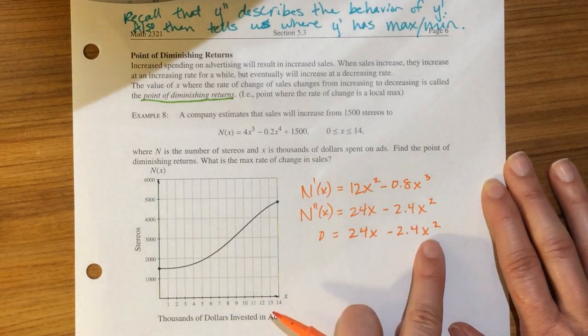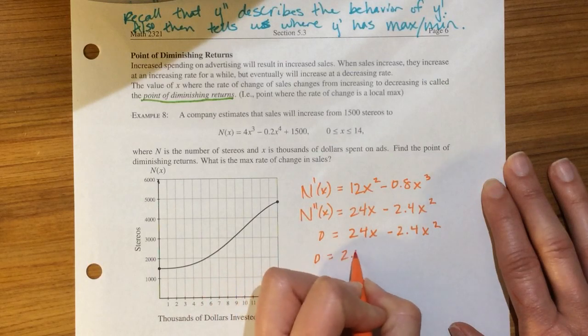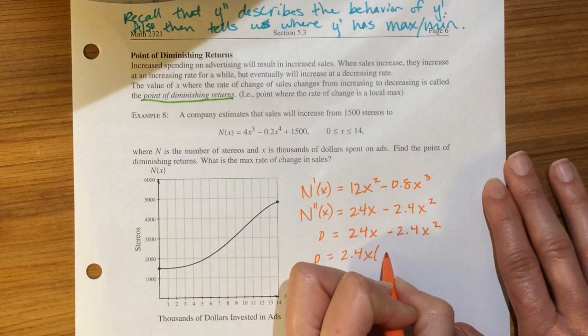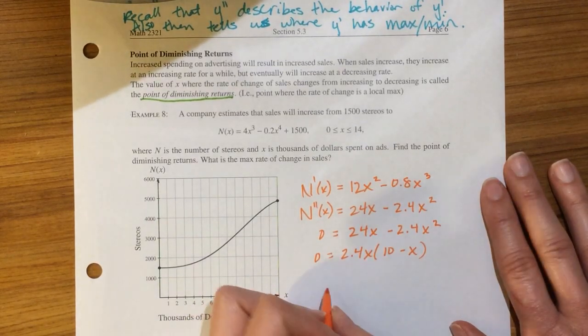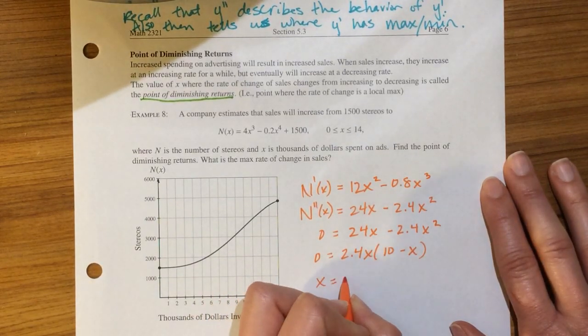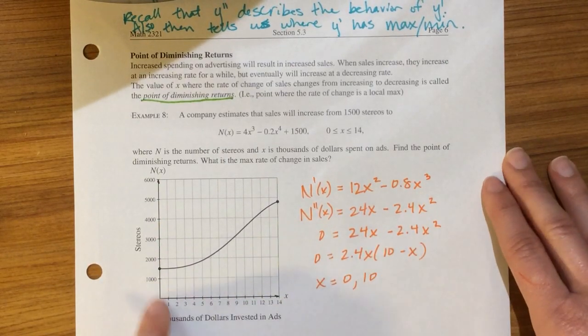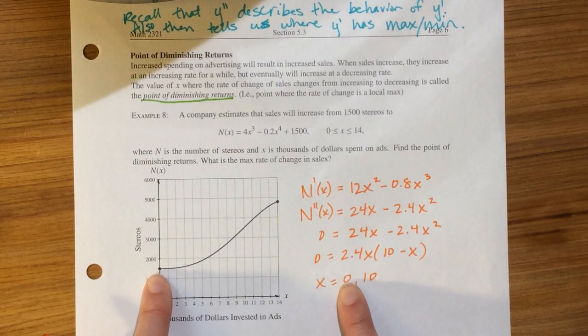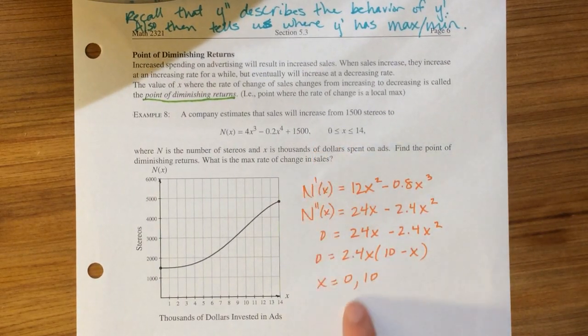And now what they both have in common is a 2.4x, so I'm going to factor that out. And then that gives me 10 minus x. So our two potential inflection points are 0 and 10. But for 0, do we suspect we're going to really have anything changing or hitting a max at 0? No, because we haven't spent any money on ads yet. So we can ignore 0, and our main focus is on 10.